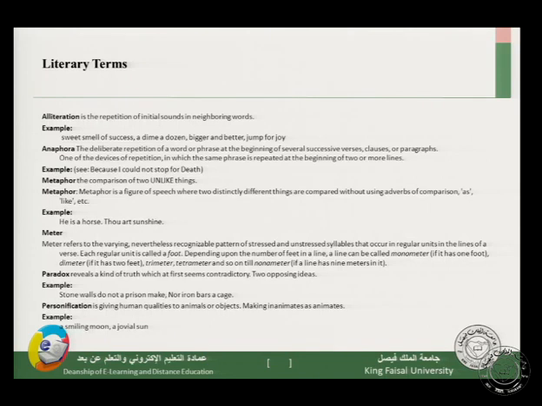Before we start analyzing any piece of poetry, we need to know these terms, and for the final exam you need to know the definition of each literary term with examples on each one. I hope that some of these literary terms you have already studied in other courses. The terms are put in alphabetical order, so it's easy to refer to them.